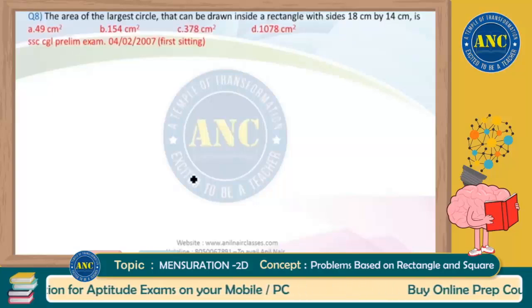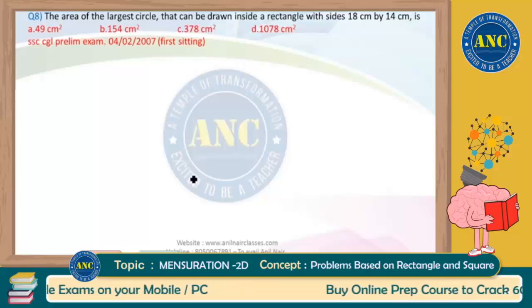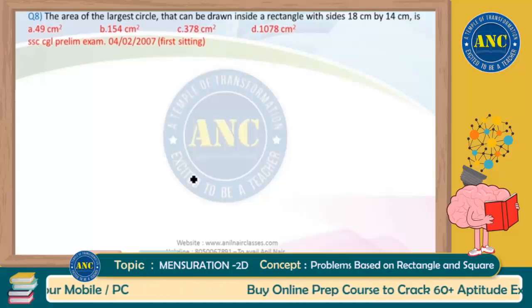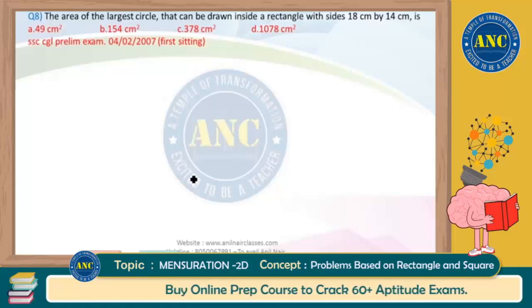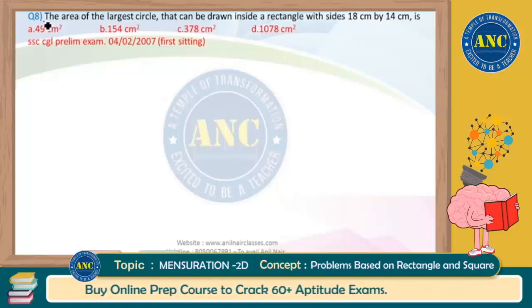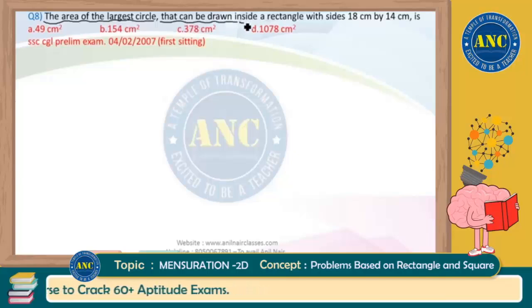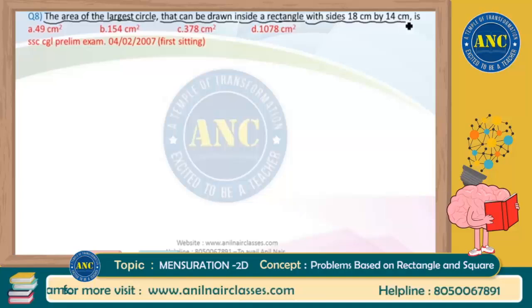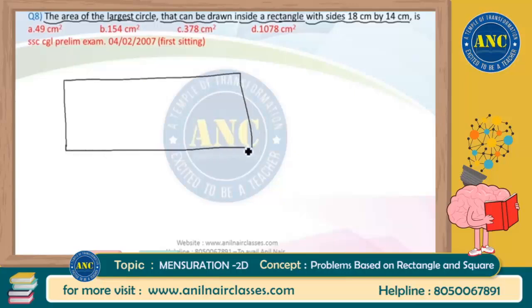Now see this question, sir. In the previous 3 questions the circle was inscribed in a square. This question: find the area of the largest circle that can be drawn inside a rectangle with sides 18 cross 14. That means I have a rectangle, and I will call the length of this rectangle as 18, breadth of this rectangle as 14.